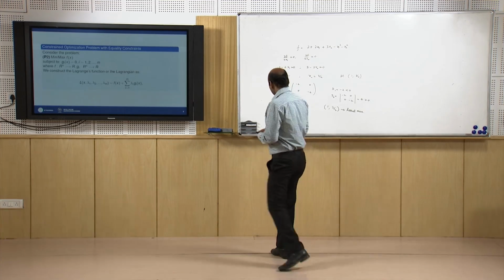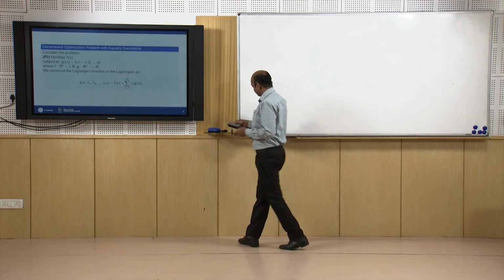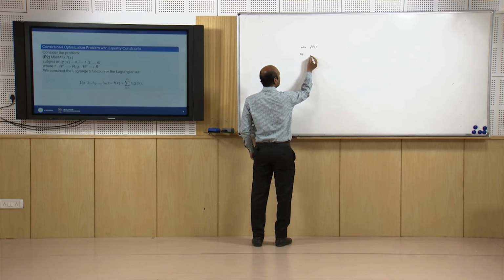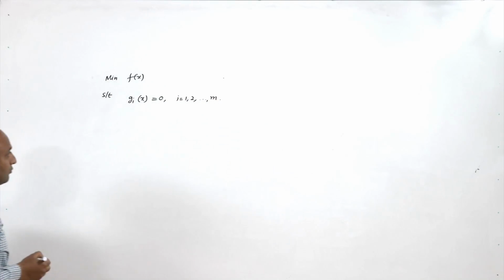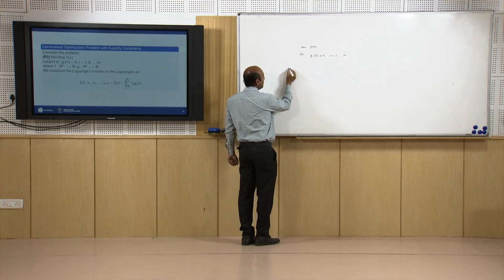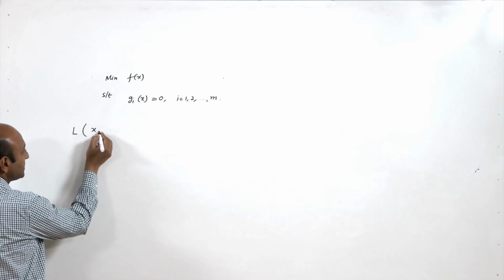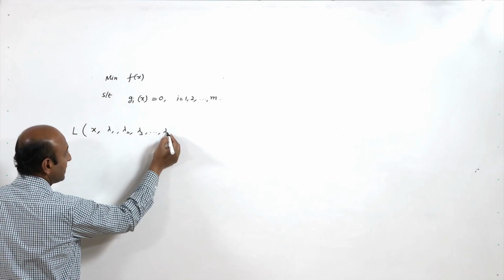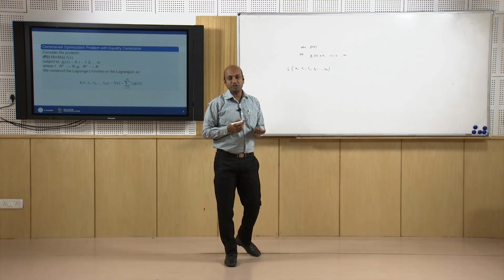So, let us see how to find it. Suppose we have the problem of minimizing f(x) subject to g_i(x) equal to 0, i from 1 to m. This is a constraint optimization problem with equality constraints. Now, how to find the optimal solution for such problems? We first define a function L, which we call the Lagrange function or Lagrangian. This Lagrangian will involve all n components of x with lambdas, and these lambdas are called Lagrange multipliers.